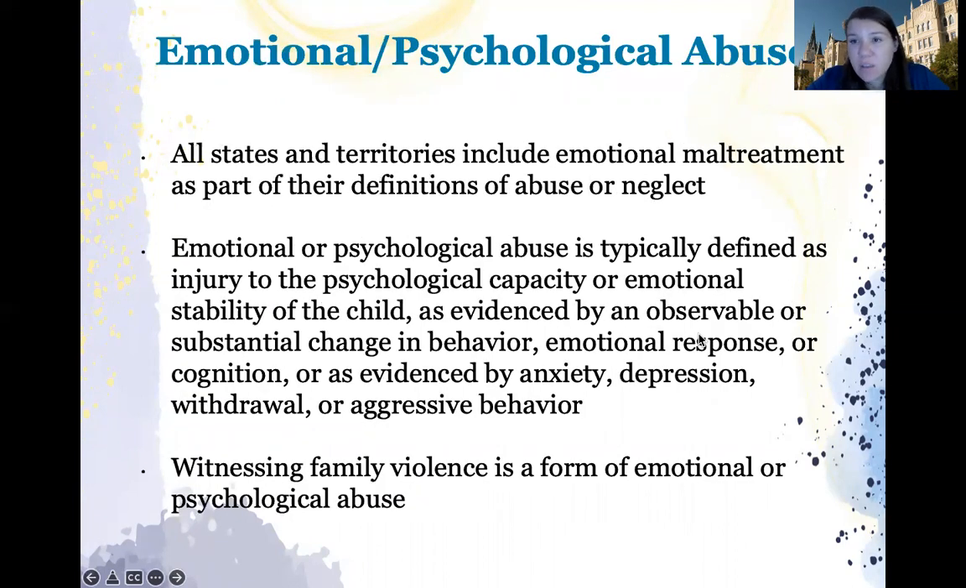So the different types of child abuse, obviously, emotional, psychological abuse. Again, all states have different definitions of emotional, psychological abuse. It's typically defined as injury to the psychological capacity or emotional stability of the child. And so it usually requires some evidence, either observed in their behavior or emotional response. And it also includes witnessing family violence as considered a form of emotional or psychological abuse.